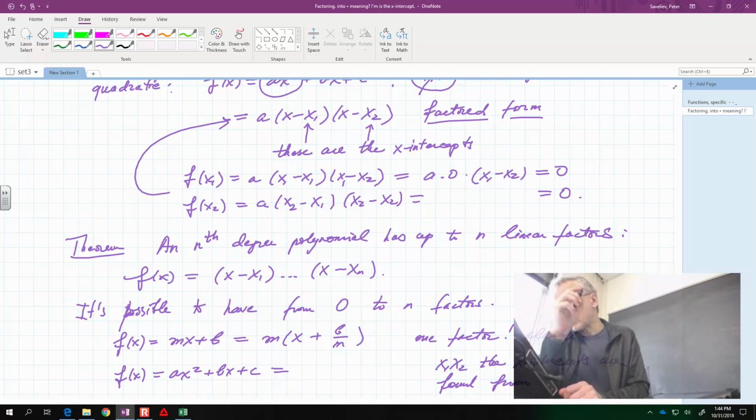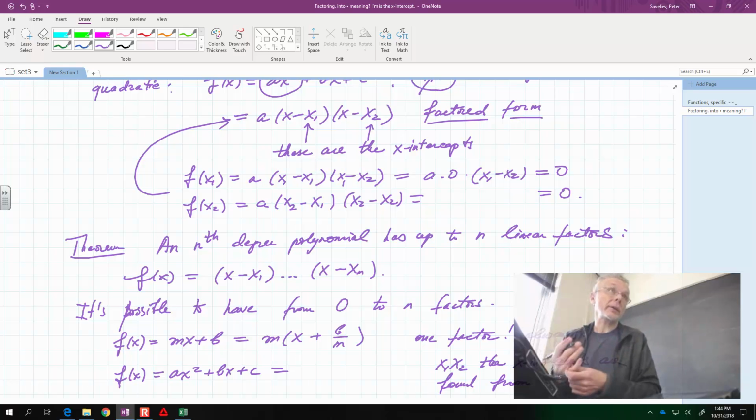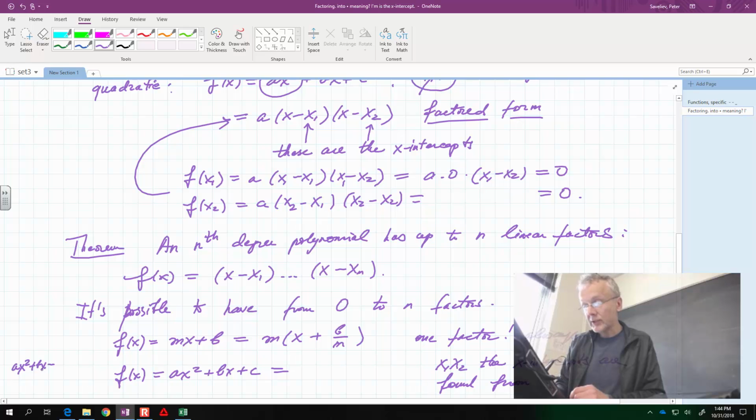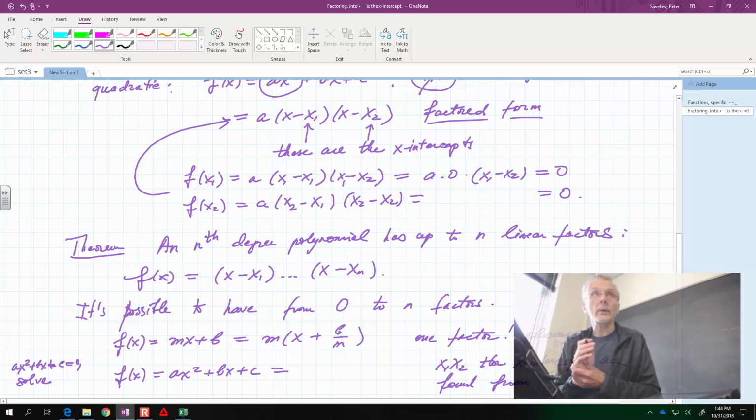Yes, sure. And then what do you do? You set y to 0, rather, no, x to 0? If you set x to 0, you'll get the y-intercept. We're looking for the x-intercept. So you set ax squared plus bx plus c equal to 0 and solve. And how do you solve it? Right, the quadratic formula.